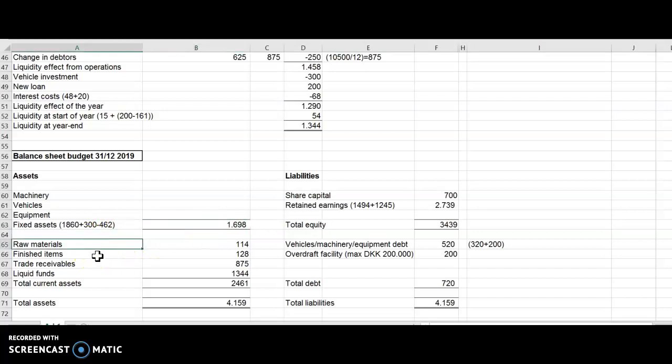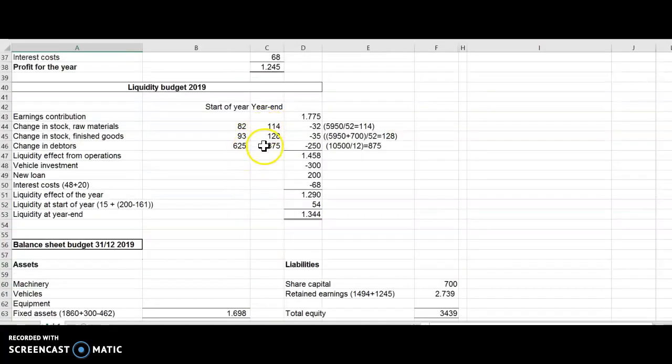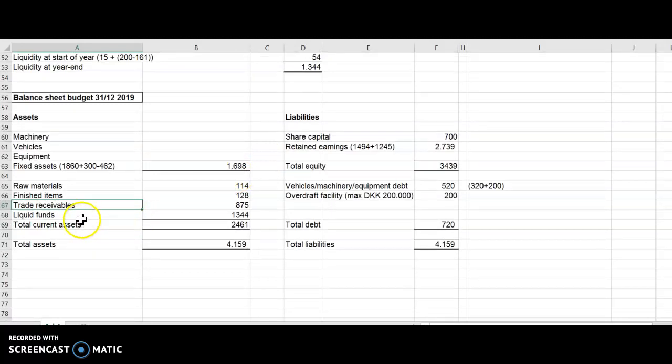Raw materials, finished items, trade receivables, we can find them here. We just calculated these figures in our liquidity budget. And then our liquid funds of 1,344, we found out here in our liquidity budget that we will have this liquidity end of the year. So altogether, we have total assets of 4,159. The share capital is unchanged.